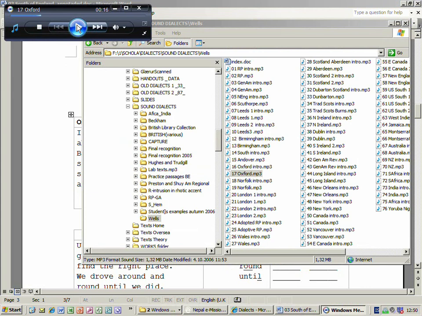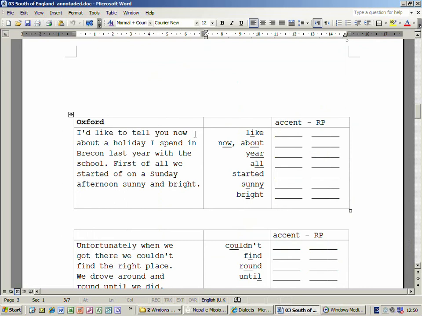OK, I want to hear that immediately. Listen, is it rhotic? You find a word like year. Is he saying year with an R or without? And Sunday is a nice word for the strut vowel. Does he say Sunday or Sunday? That's the sort of thing you should be listening to there. Let's go back to the beginning and do that again.